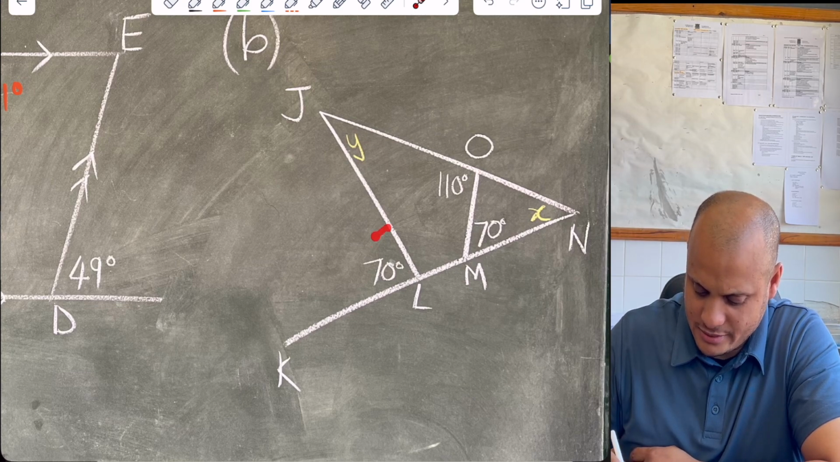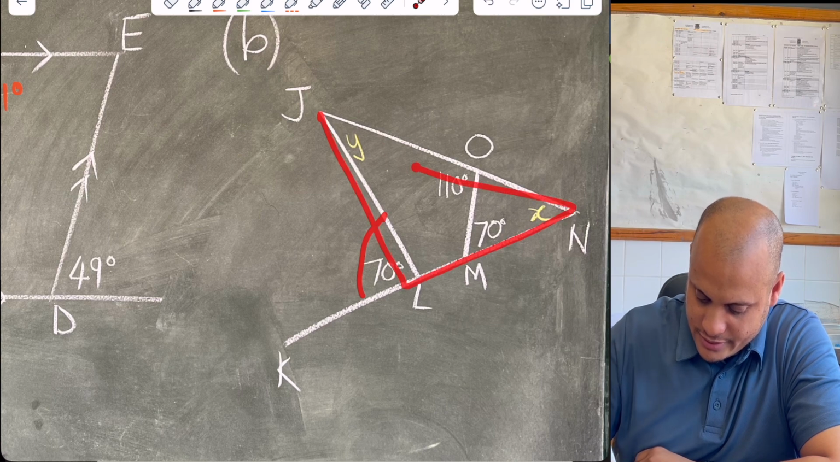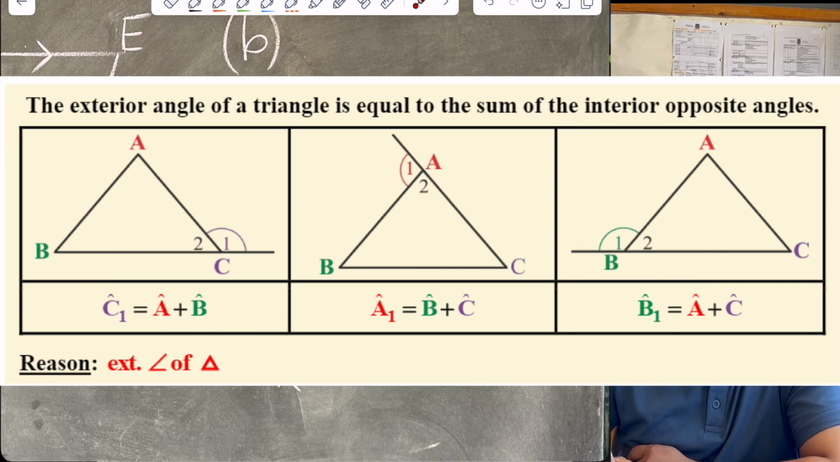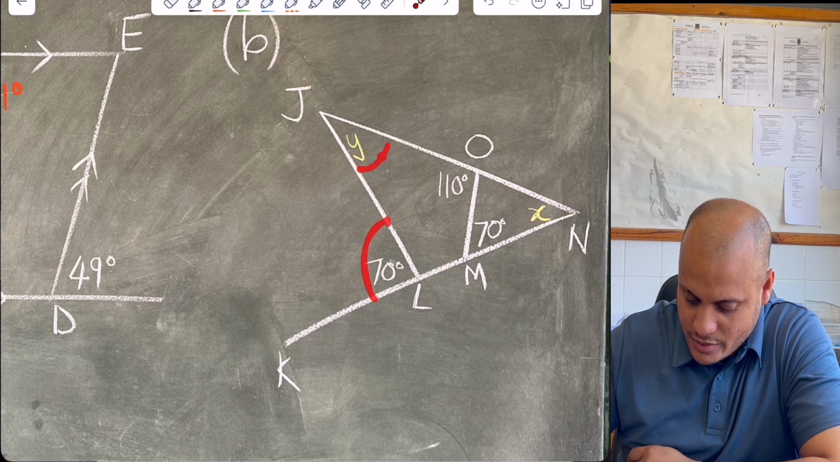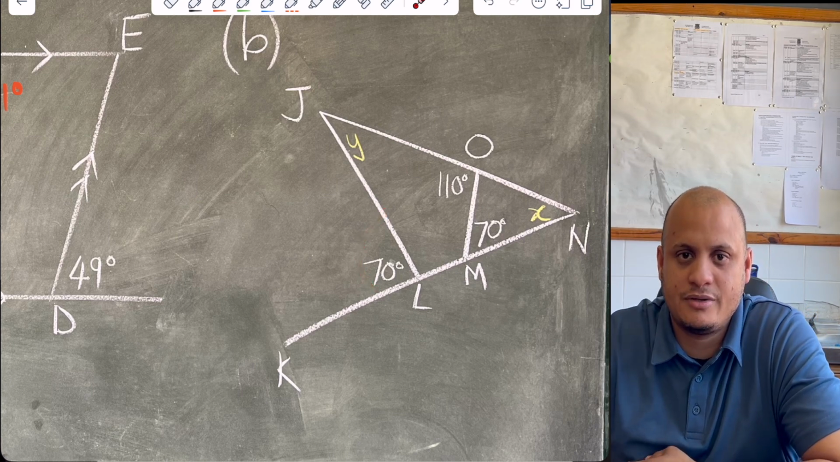If I look at this exterior angle here, 70 degrees, this is an exterior angle of this large triangle here. We of course know the exterior angle of a triangle property, which says it is equal to the sum of the two opposite interior angles. The opposite two interior angles of this exterior angle are Y and X. Now, that does not help you, because these are two unknown angles, and we cannot use the exterior angle of a triangle property to find the size of X or Y.